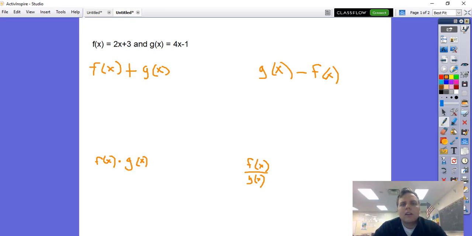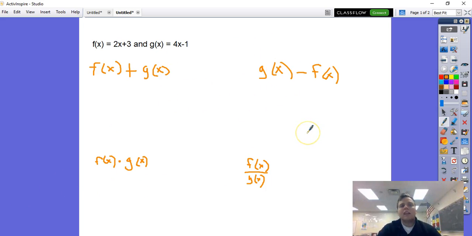Hey guys, what we're going to talk about today is the combination of functions. So today we're going to focus on 4 ways to put functions together. Now there's actually a 5th way called composition, and you talked about that before in Algebra 2, and we're going to get really into that more on our next lesson. But today we're just going to focus on these 4 ways.